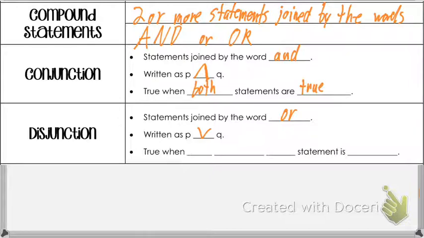So when a disjunction is true, if you use or, it's true when at least one statement is true. For and, you need them both to be true. For or, you just need at least one. And like I said, we'll practice a couple of these so we can actually know what we're talking about, because otherwise it's confusing. Everyone have this down, written down?